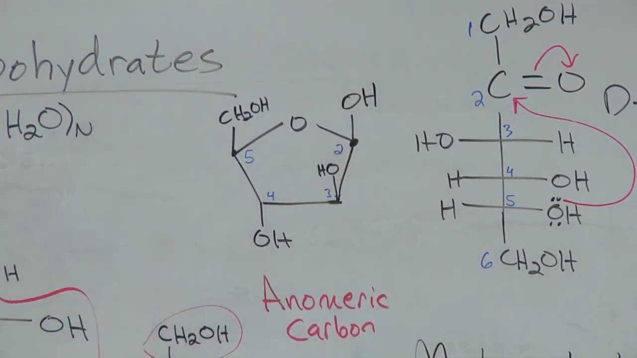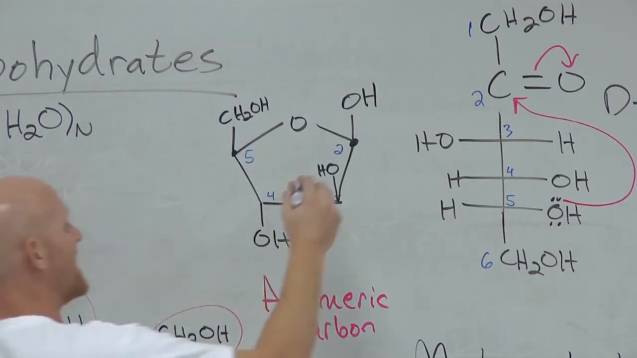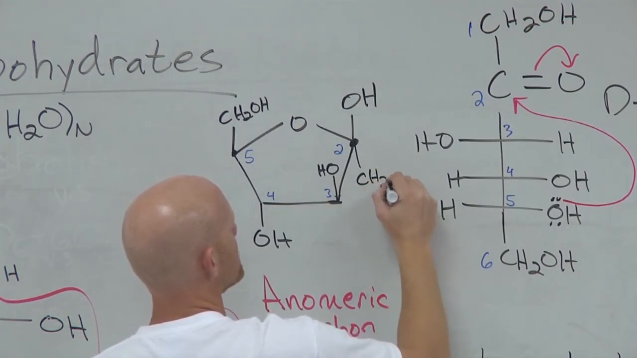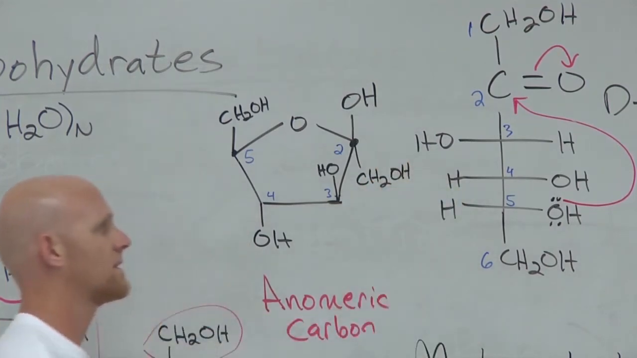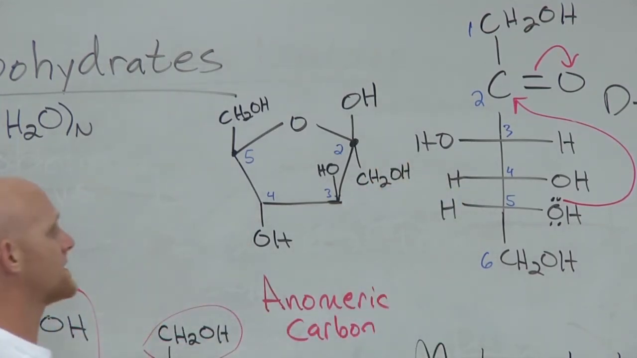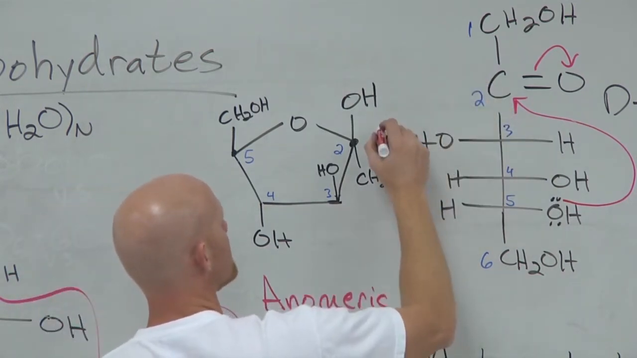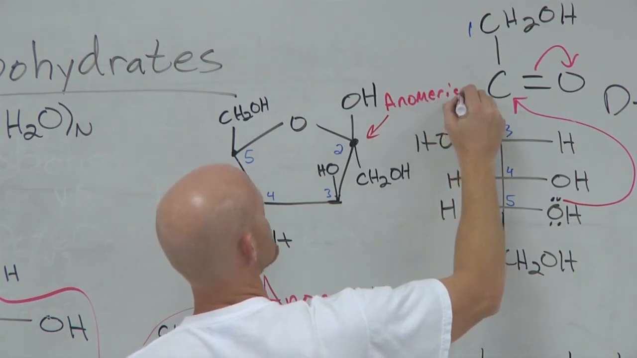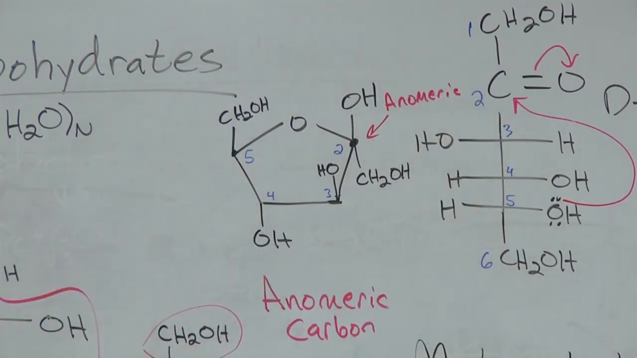But what else is carbon 2 attached to? Carbon 1. And so carbon number 1 is this CH2OH right here. And so I've got to draw him in as well. And again, carbon 2 in this case, the one that used to be the carbonyl, is what we call our anomeric carbon. And again, he's anomeric because you can form 2 different chiral forms of him, the R and the S, the alpha and the beta, if you will.